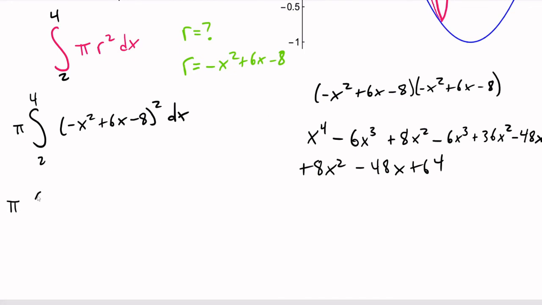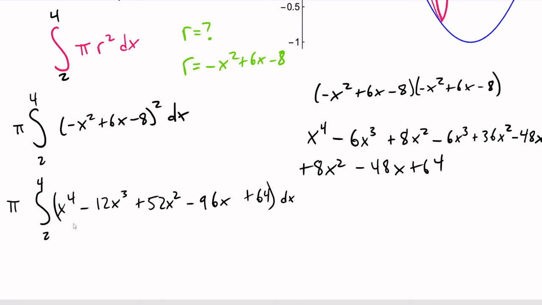So pi integral from 2 to 4, x to the 4th, and then what about my powers of 3? Negative 6, that's all of them, so that's negative 12x cubed. And then what about my powers of 2? 8, 36, that's 44, and then another 8, that would be 44, 52. What about my powers of x? I got a negative 48 and a negative 48. So that would be negative 96x plus 64.